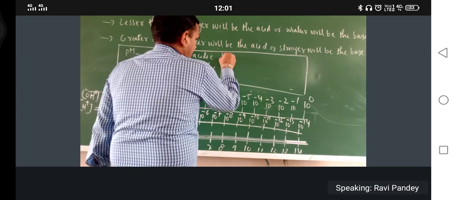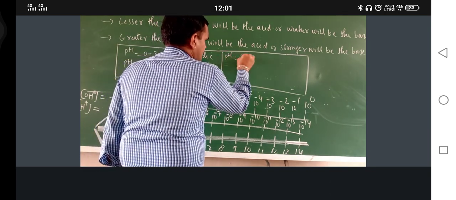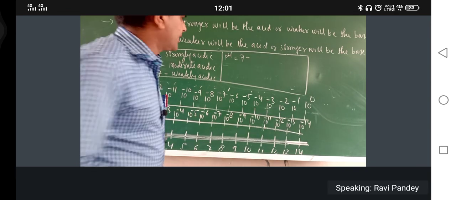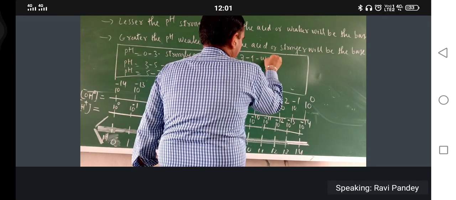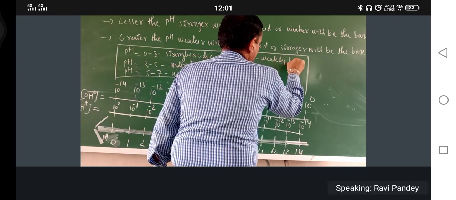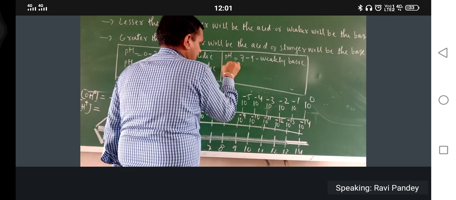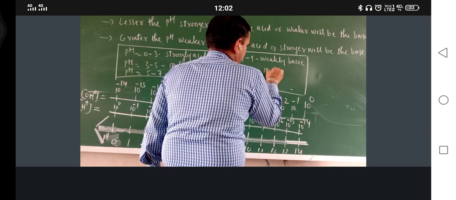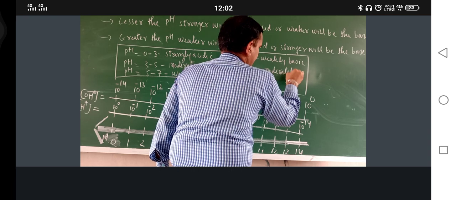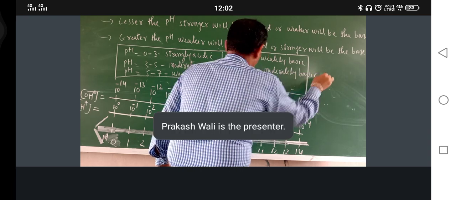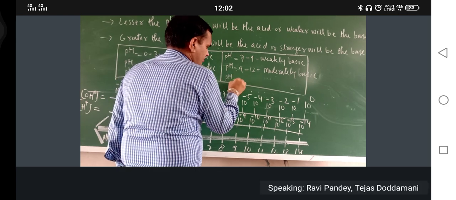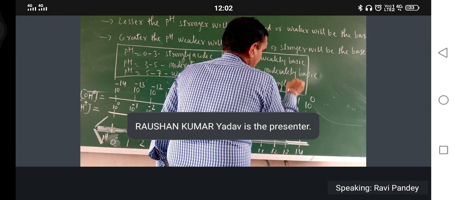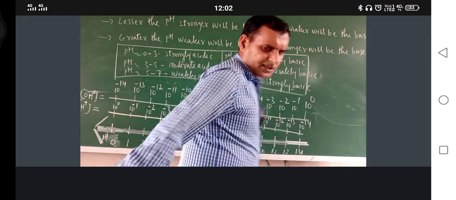Same thing here. If pH equal to 7 to 9, weakly basic. Now pH is equal to 9 to 12. What is this one? Moderately basic. pH is equal to 12 to 14, strongly basic.